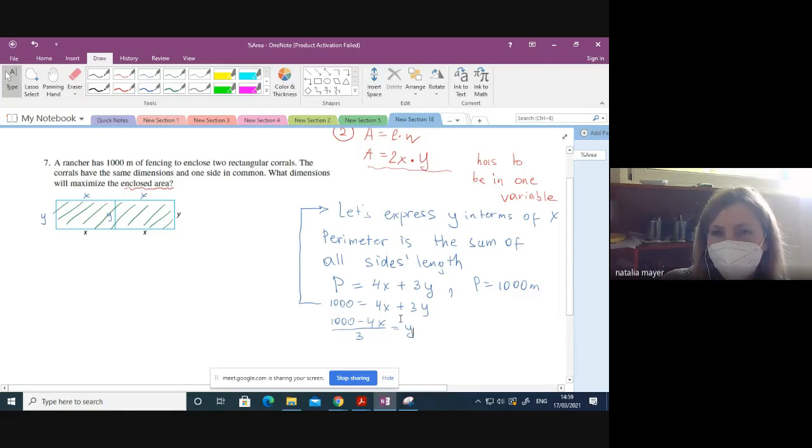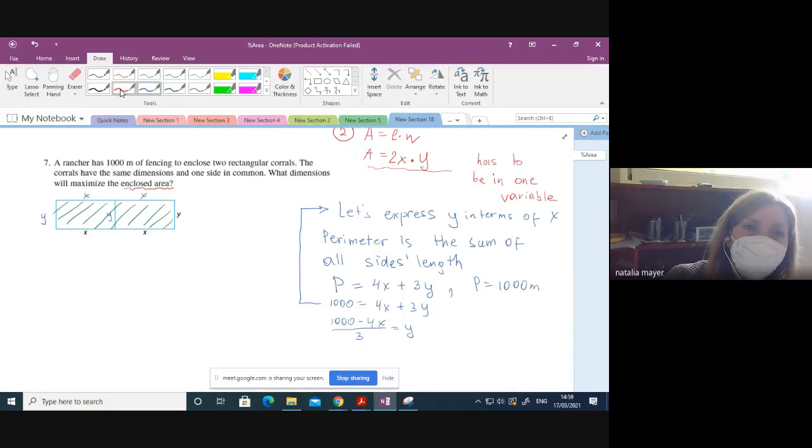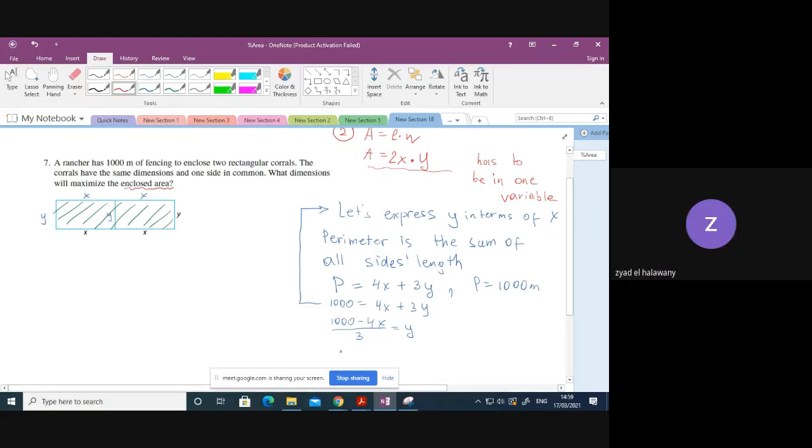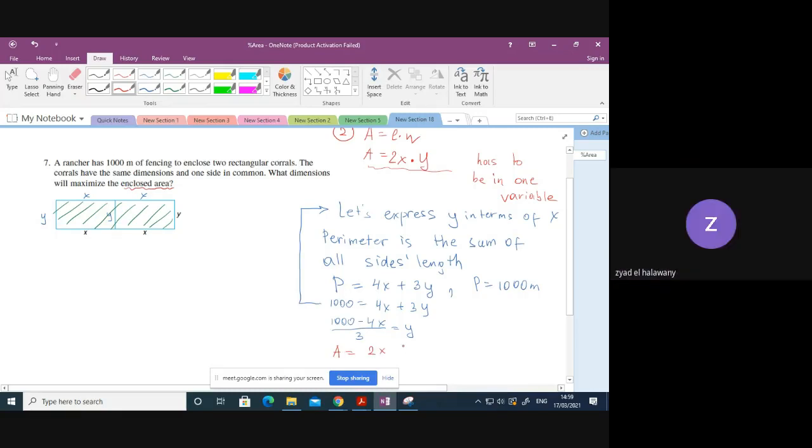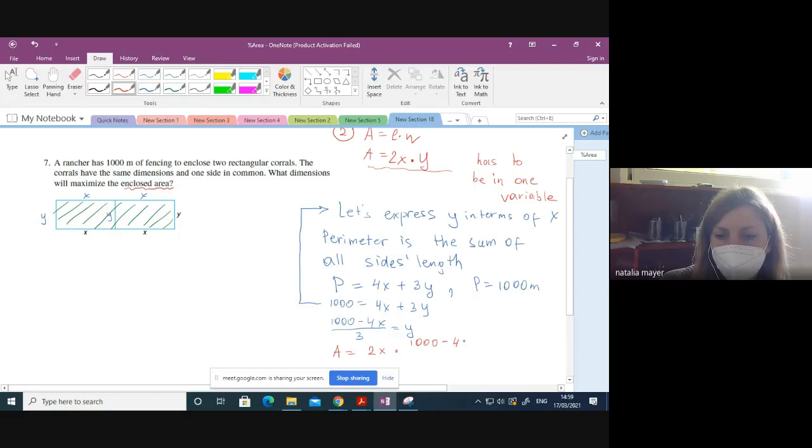Area. Area is an expression, right? In one variable, as a function in one variable. So tell me now the final equation for this function. So area equals 2x times 2x times (1,000 minus 4x) over 3. Okay.